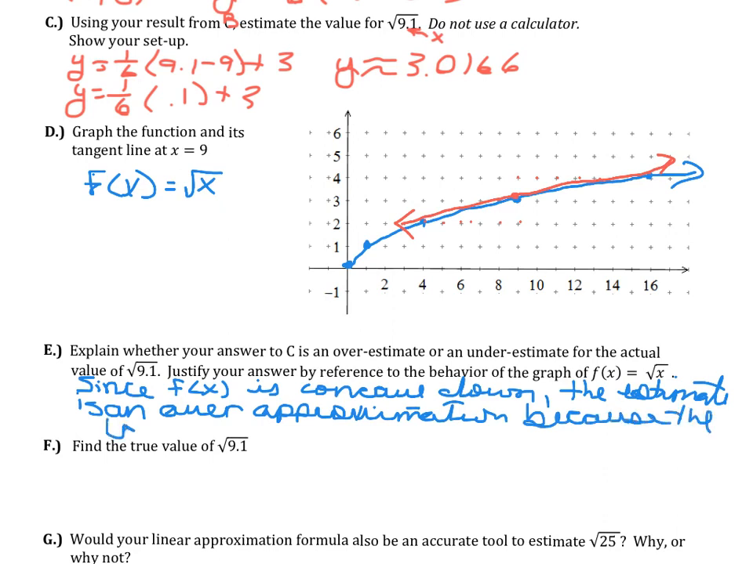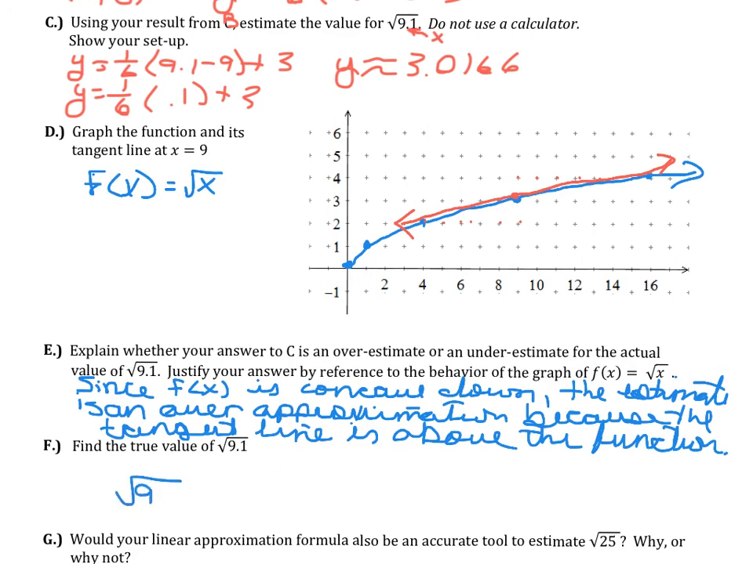The tangent line is above the function. Okay, it says find the true value of the square root of 9.1. So now you can grab your calculator and plug in the square root of 9.1, and you should get 3.0166.